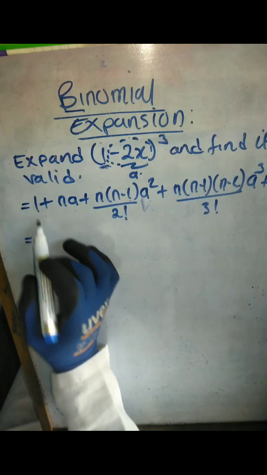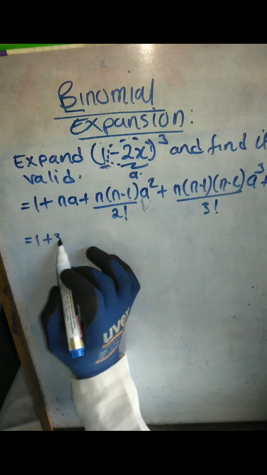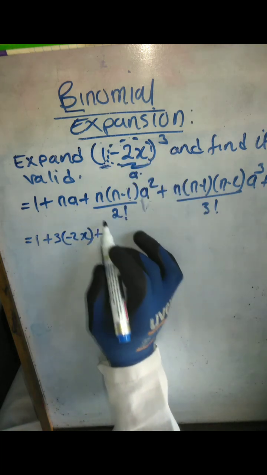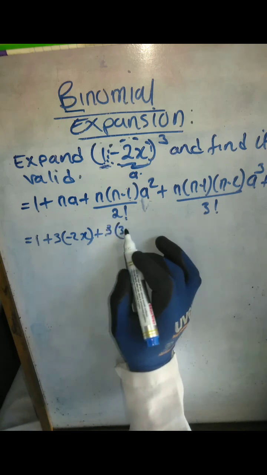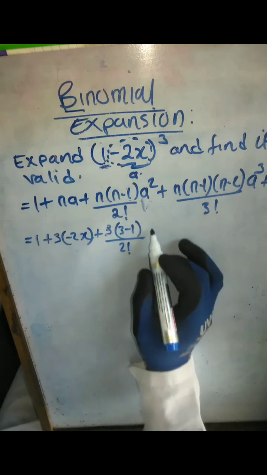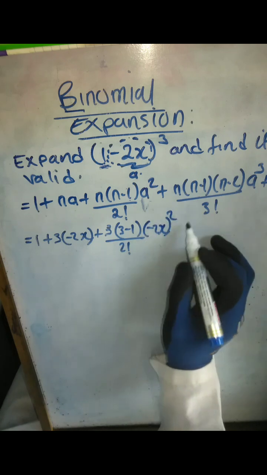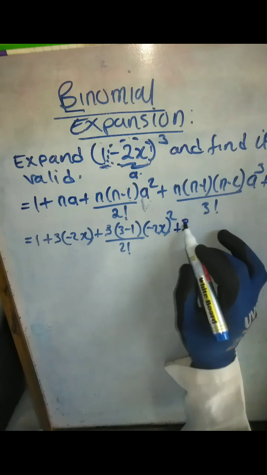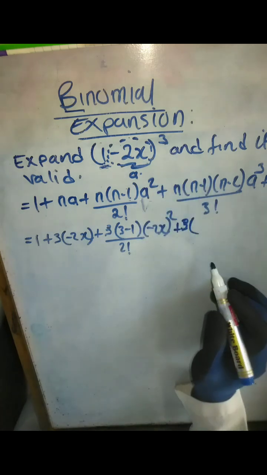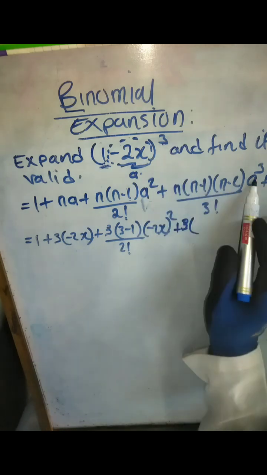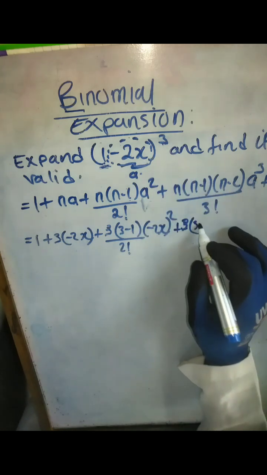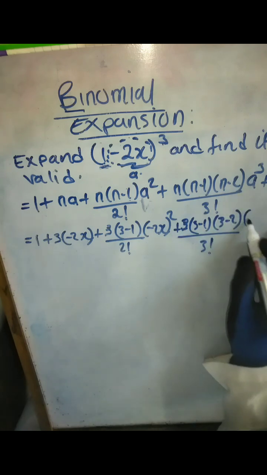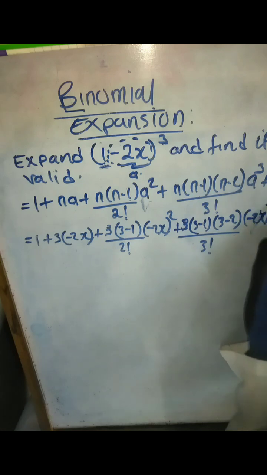So let's replace in the values. We have 1 plus our n is 3, and our a is negative 2x, plus 3 times (3 minus 1) over 2 factorial, then negative 2x squared, since we are expanding this value, plus n is 3, raised to the power 3, that's where we end. Then 3 minus 1, again 3 minus 2, over 3 factorial, then negative 2x to the power 3, plus and so on.